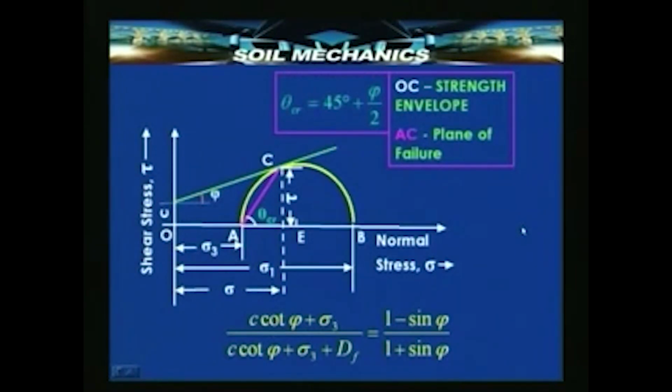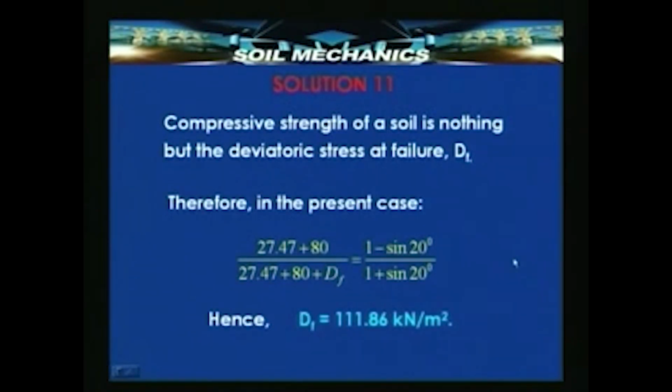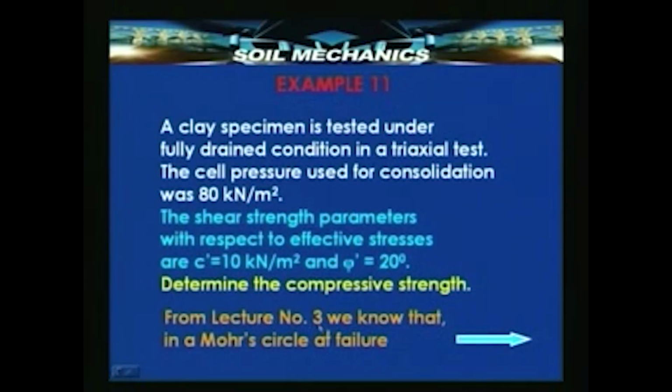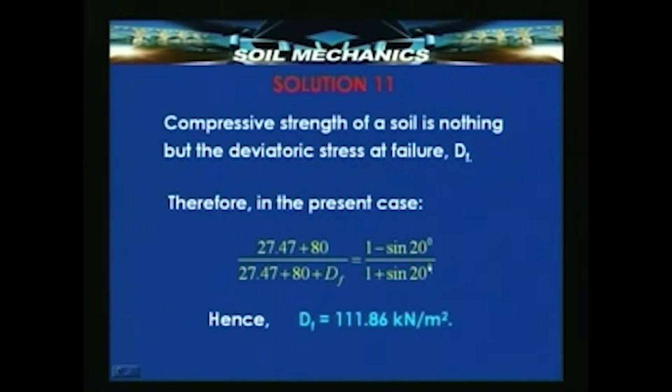The compressive strength can be calculated as equal to the distance AB, the deviatoric stress, and so from the Mohr diagram and by using this relationship which can be obtained from geometry, we can get the deviatoric stress at failure, which is nothing but the compressive strength. This is similar to problem number 3, you can see here. This is similar to a problem which we saw in lecture number 3, and therefore I would recommend that you take a look at the formula and its application, as it has already been discussed in lecture number 3.